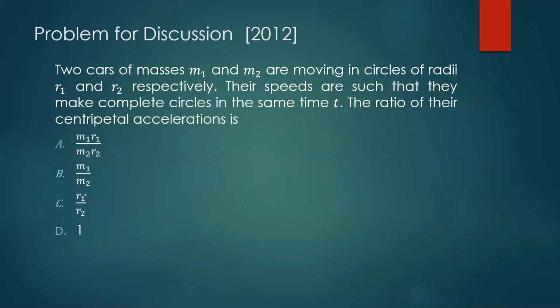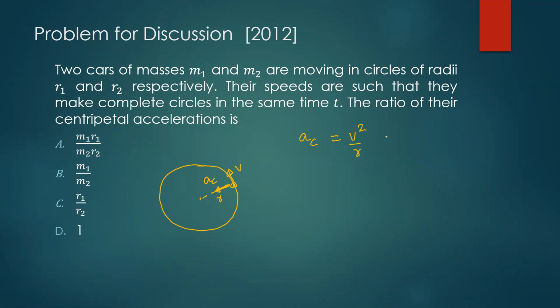Okay, so take a look at this problem. In this problem, there are two cars, masses are given. They're moving along a circle. So let's imagine a particle moving along a circle, so the car is represented by a particle. If r is the radius and v is the speed, we know the centripetal acceleration that acts towards the center of the circle is v square over r.